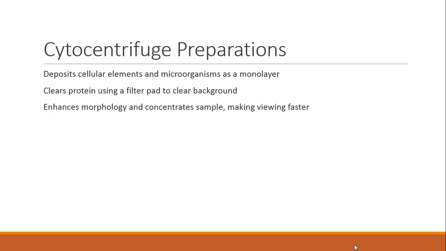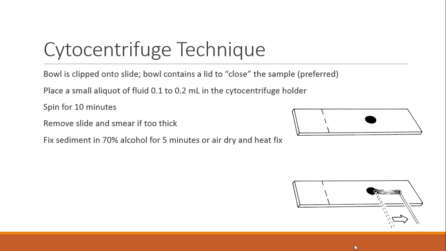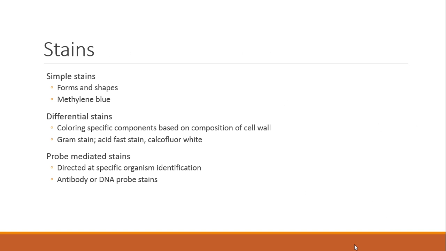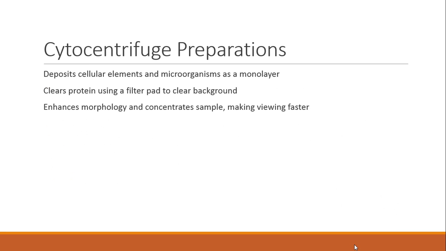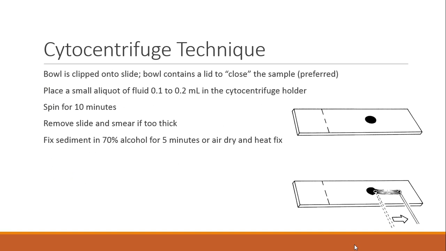And then cytocentrifuge preparations. This concentrates the fluid into a circle, and the protein can be filtered out through a pad so that we can see the background a little bit easier. I tried to find a picture of a good cytocentrifuge, but I wasn't able to find one. So basically it's like a little cup.